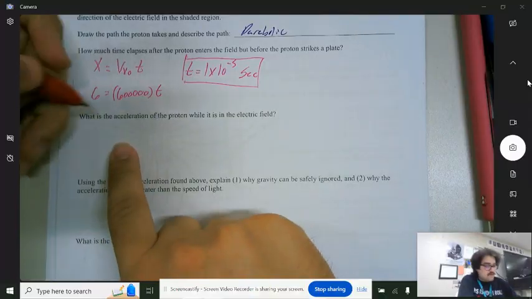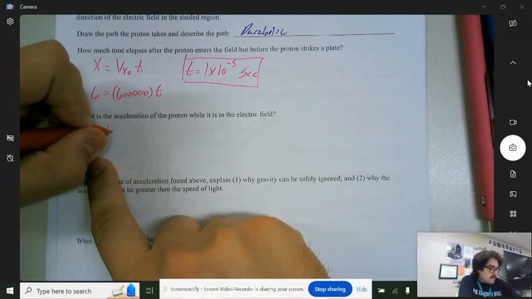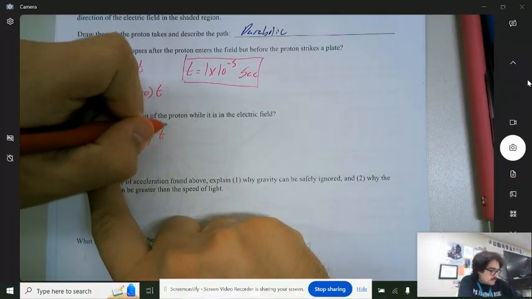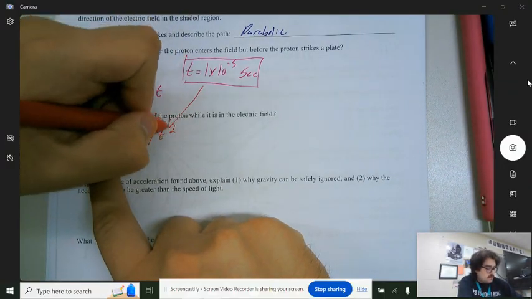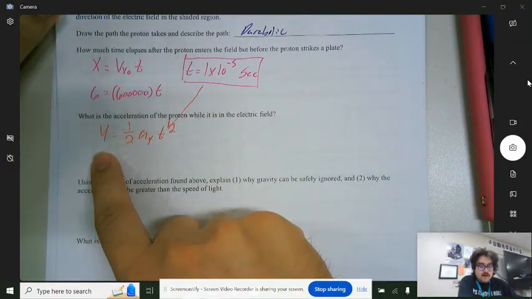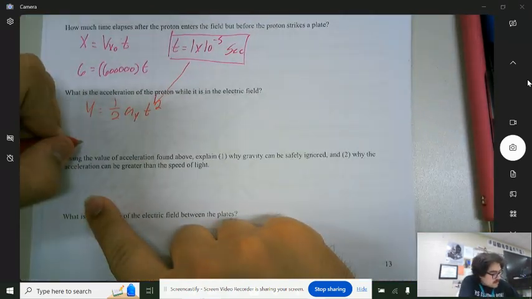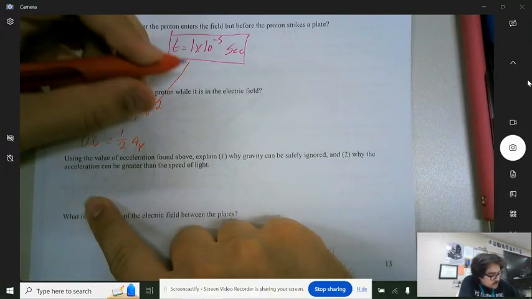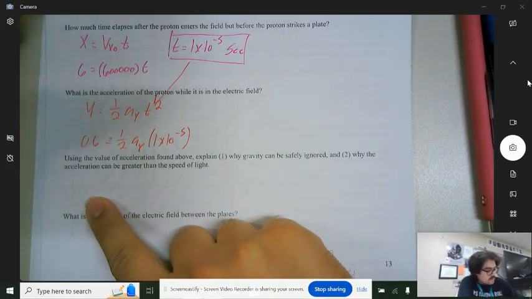So therefore, we would need to use our kinematic equation for the y direction, y equals 1/2 a sub y t squared. We're going to use the t from earlier, and the y distance is given to us as 0.6 meters. So we're going to just plug all that in. 0.6 equals 1/2 a sub y, which we don't know yet, and t is 1 times 10 to the negative fifth.